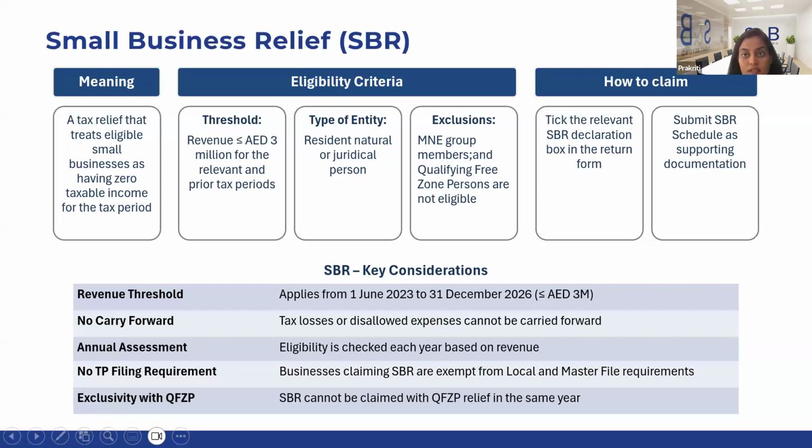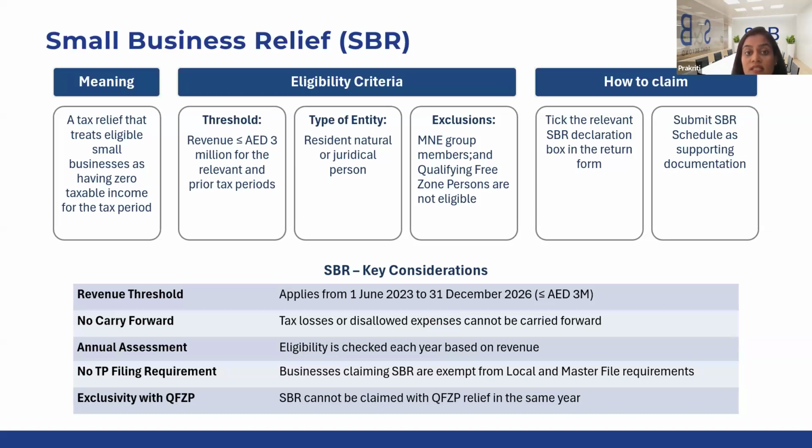So now the very first thing is small business relief, which is with respect to taxable persons in the UAE who are operating as very small businesses. The revenue threshold prescribed in the law is 3 million dirhams. So if an entity that is a taxable person operating in the UAE earns revenue of 3 million dirhams or lower, then it is eligible to claim relief under small business relief, also known as SBR. What are the eligibility criteria?